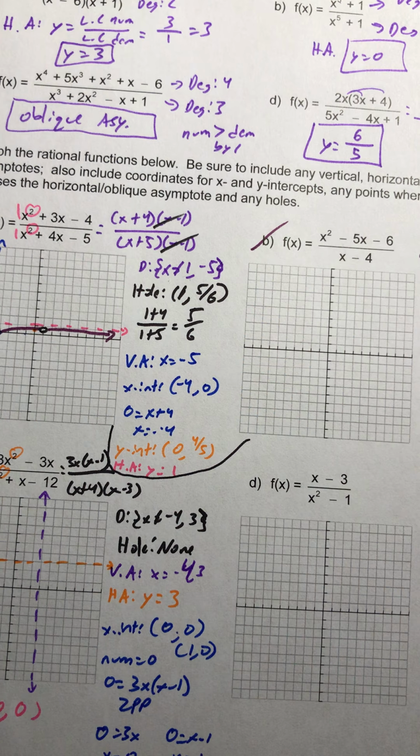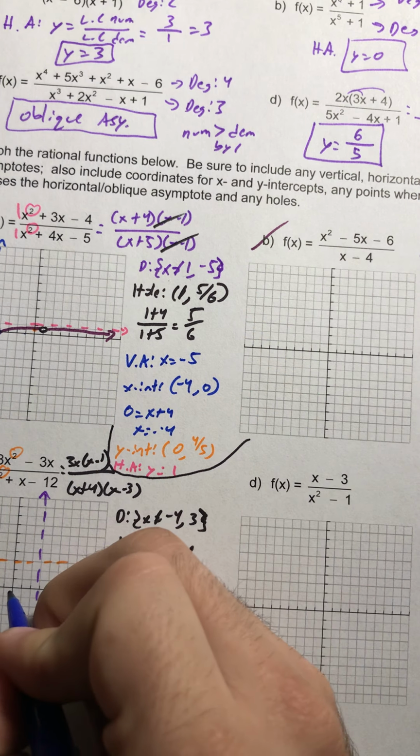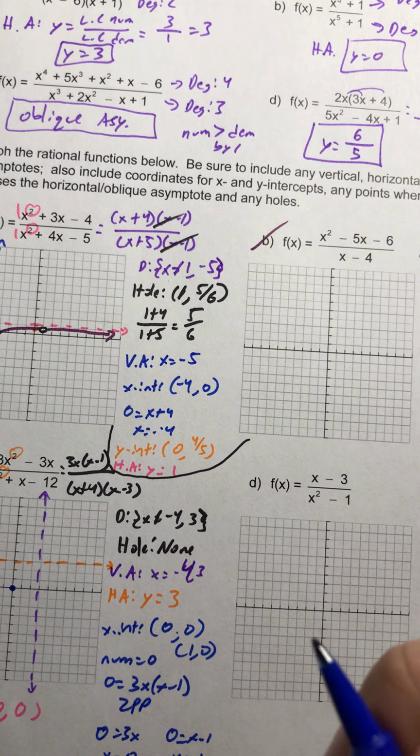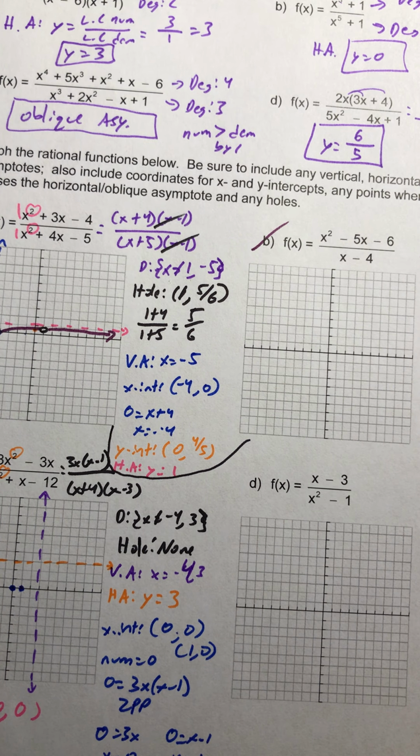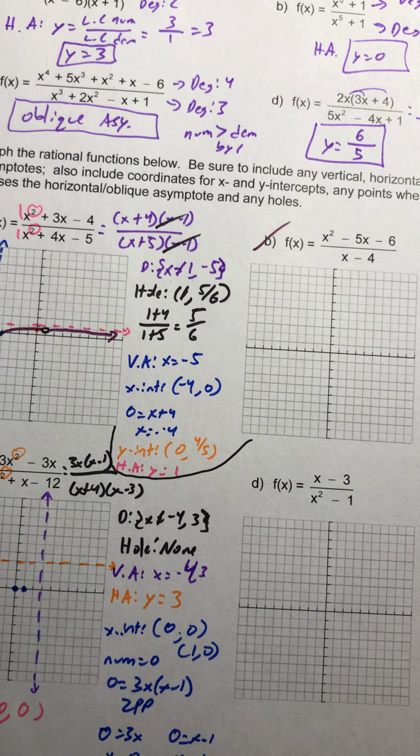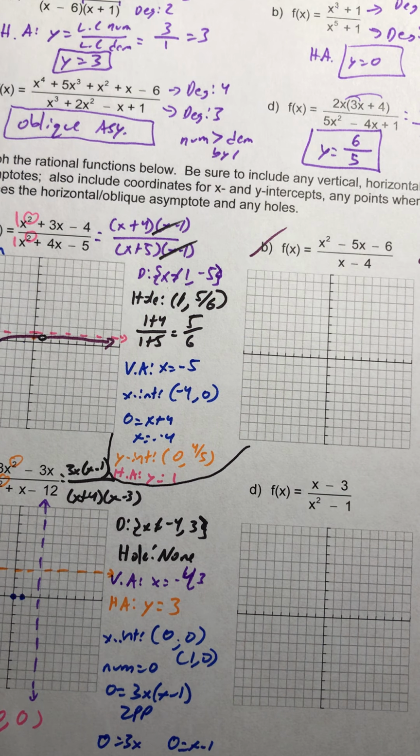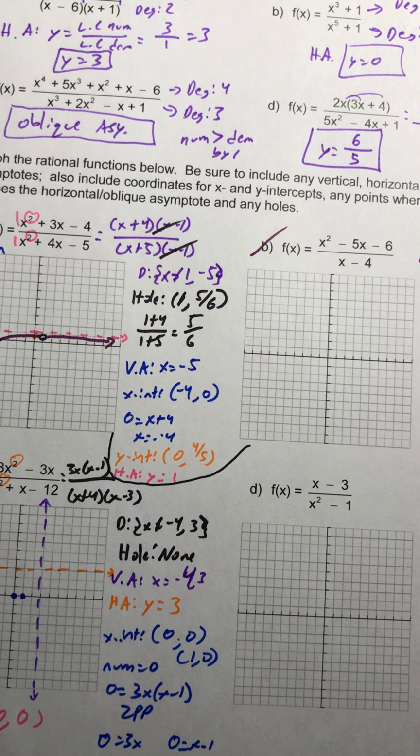No holes, but I do have some vertical asymptotes. So, x-intercepts, sorry: 0, 1. And that's kind of all the information I have. So, from here, there's a couple ways you can do it. You can start to pick points, or you could kind of understand the graph.